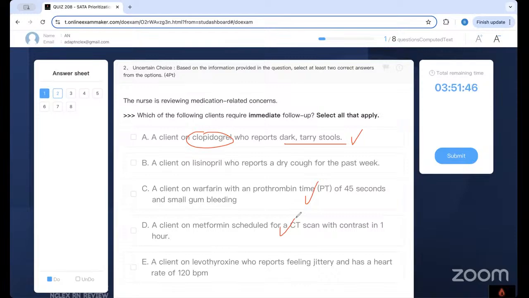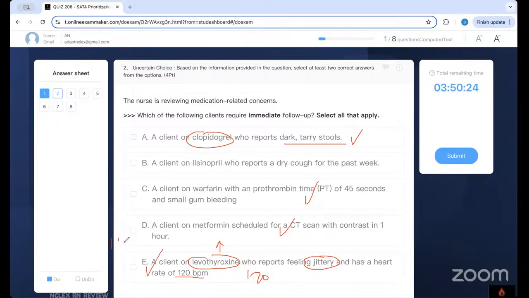A client on levothyroxine who reports feeling jittery and a heart rate of 120. Who knows about this? What do you think? Should we intervene? Does this patient need immediate follow-up? Levothyroxine is going to speed things up, right? We use it for hypothyroidism patients. But when you start feeling jittery, and you look at the patient's heart rate, 120, of course your heart rate is going to go up, but when you get to 120, that's excessive treatment. This patient's medication needs to be adjusted as soon as possible. So this becomes a priority.